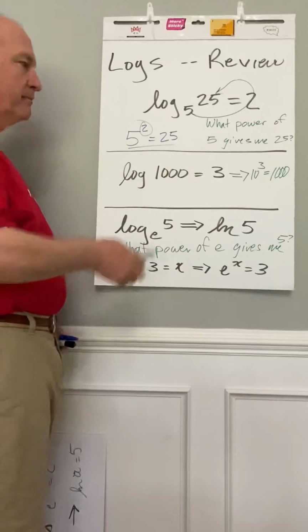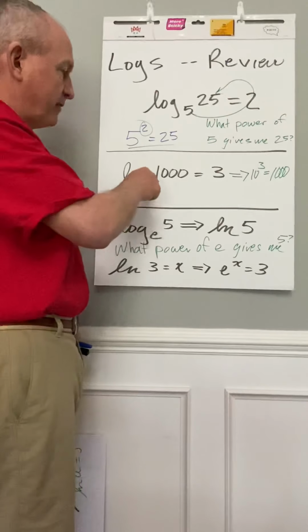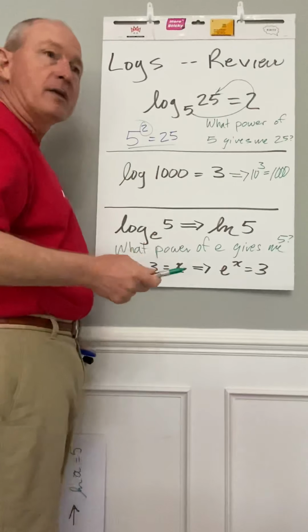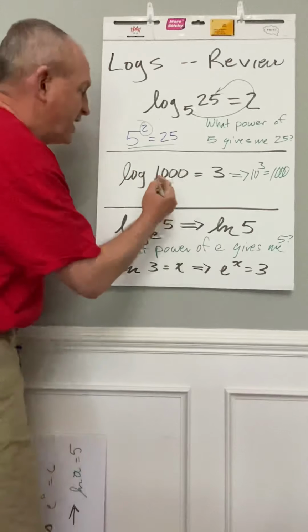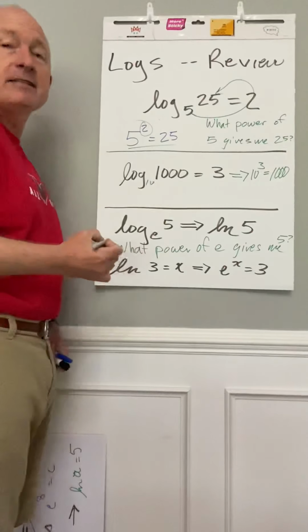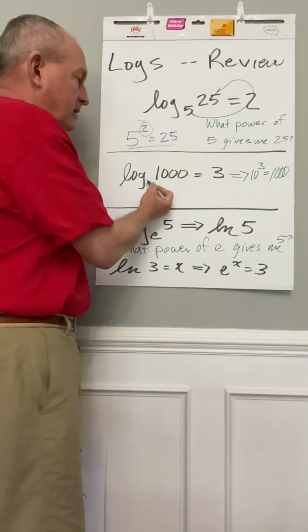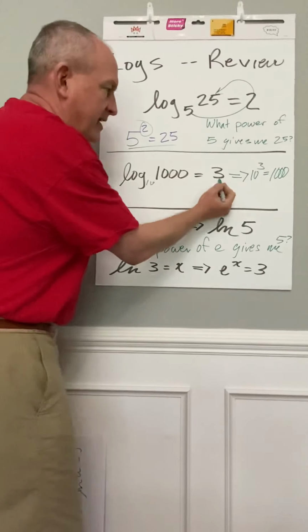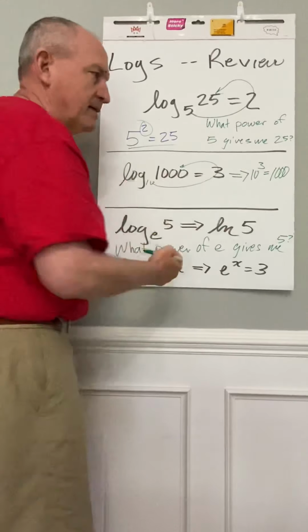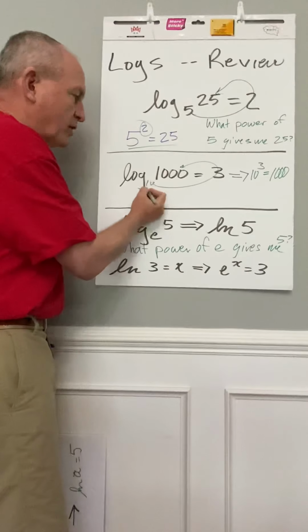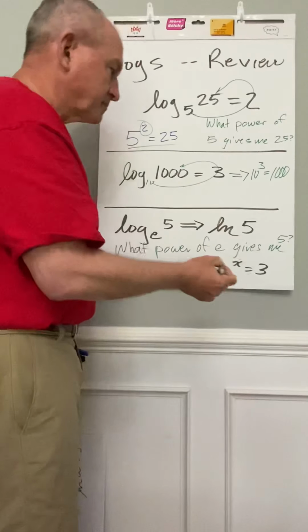Now, the second idea for this week is when there's no base written. That's called the common base, or the common logarithm. When there's no base, a little 10 is implied. So this question is saying, what power of 10 is going to give me 1,000? And the answer is 3, because 10 to the third power equals 1,000. So when there's no base, the base is 10.